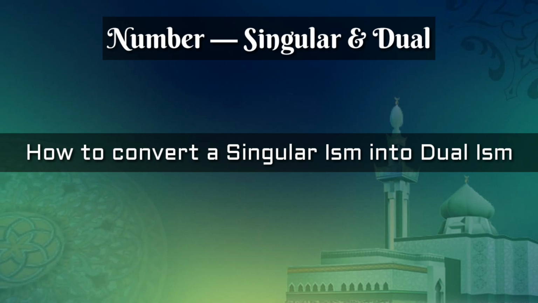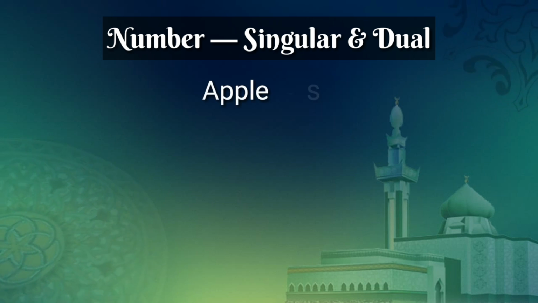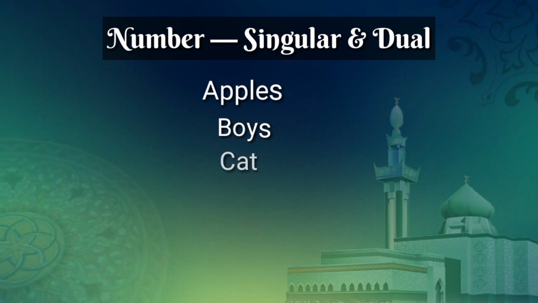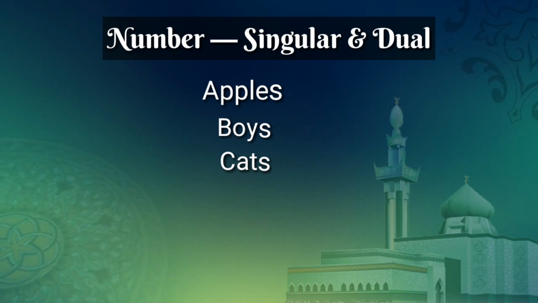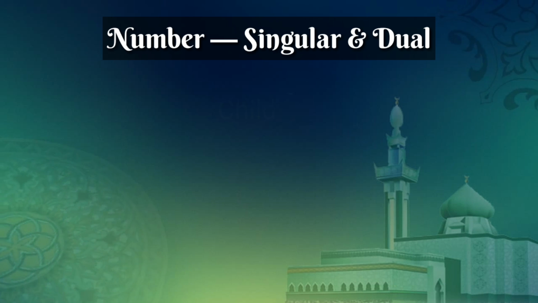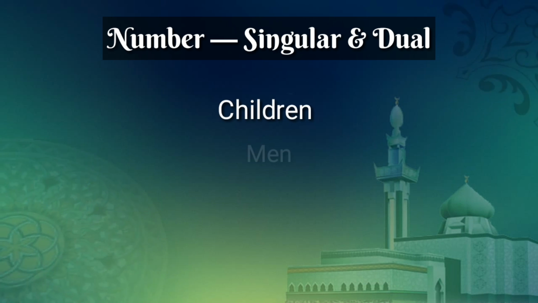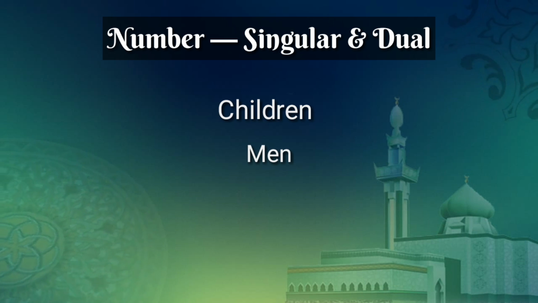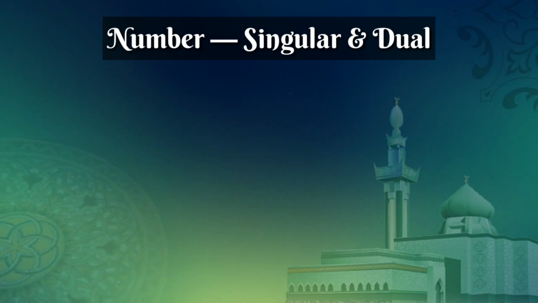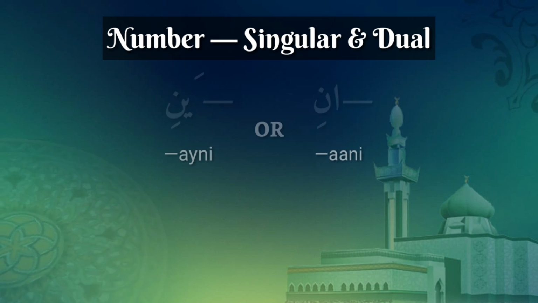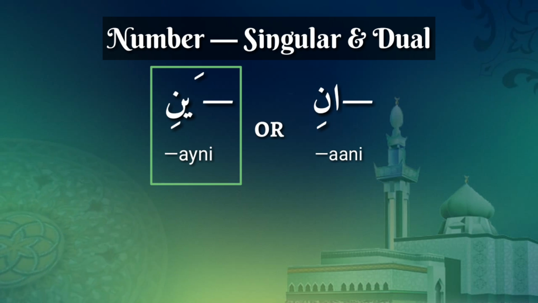In English, you can convert the singular to plural by adding s at the end. Apple, apples. Boy, boys. Cat, cats. So just adding s at the end converts a noun into plural in English, but it's not always true. Child, children. Man, men. You didn't add s at the end. Man, mans is wrong. But in case of Arabic, if you are talking about singular to dual, then adding ani or aini at the end of any ism converts that ism into dual.